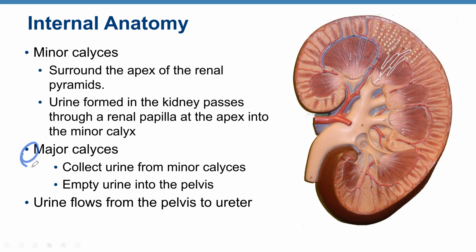Major calyces collect urine from minor calyces and empty urine into the pelvis. Urine flows from the pelvis to the ureter. So here's the pelvis, and then urine flows into the ureter.